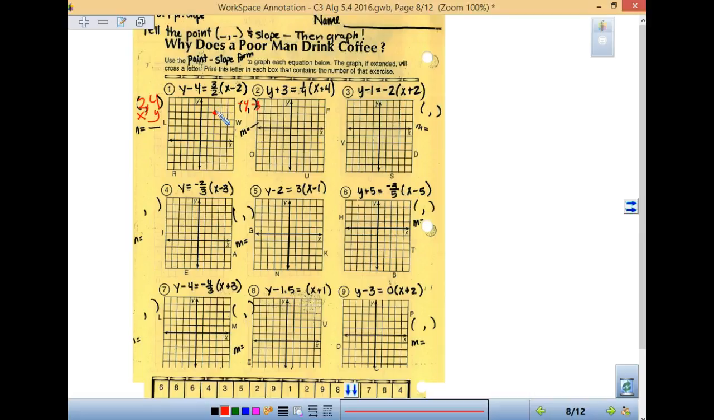Then we're using our slope of 3 over 2. Now if I'm using a slope of 3 over 2, I definitely can't go up 3, so I'm going to go down 3 and backwards 2. I'm going to go down 3 and backwards 2.